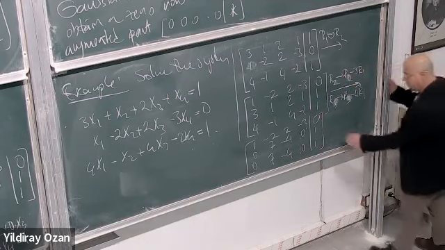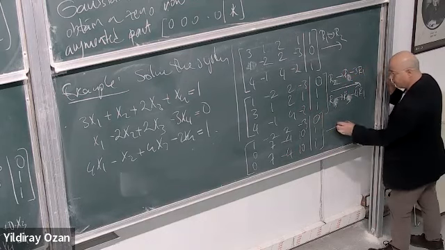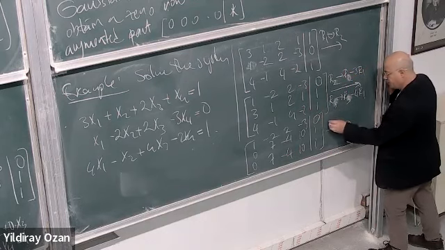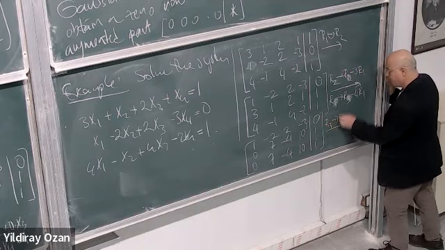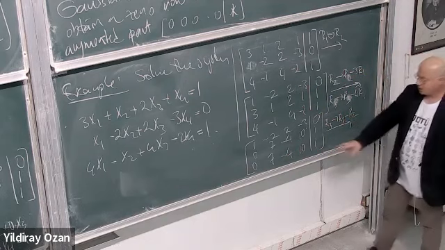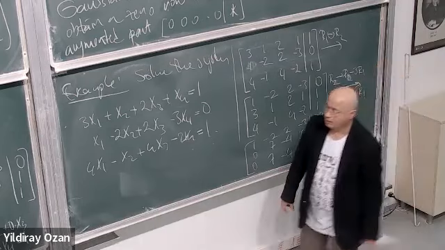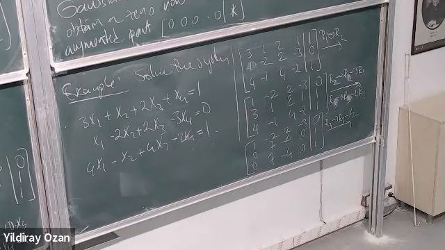And then let's just add the second row, no, third row is replaced by the third row minus the second row. So I just subtract second row from the third one. Let's see what we get.